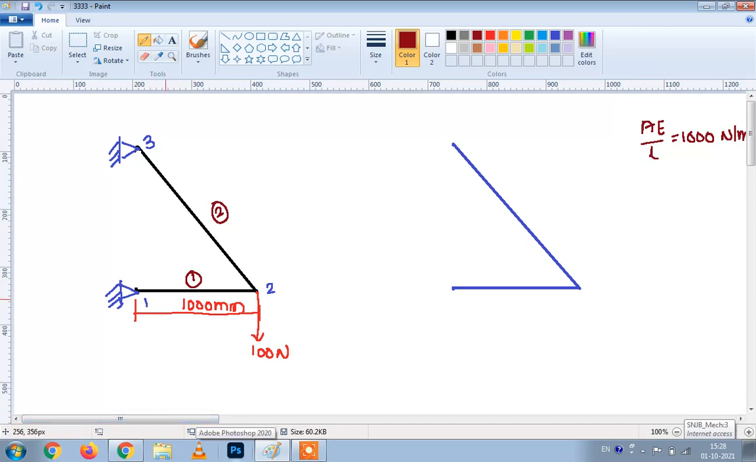So two elements are given. This is node point number 1, this is node point number 2, and here is node point number 3. Now at node point number 2, a vertical downward force of 100 Newton is acting. So as this is a downward force, we have to consider it as minus 100 Newton while calculation. At node point number 1, fixed support is given.